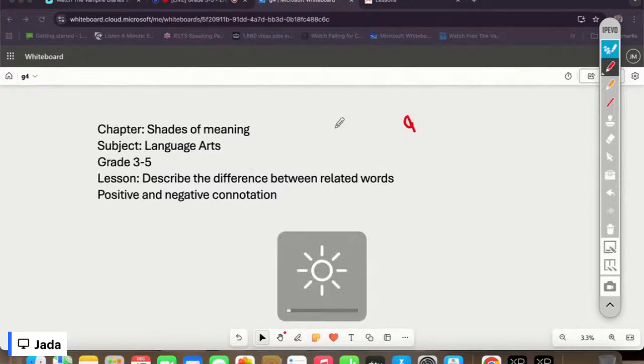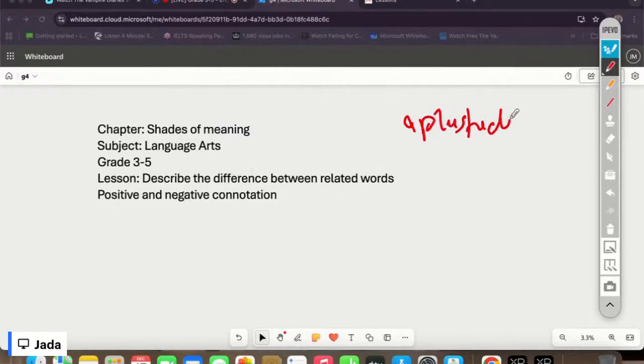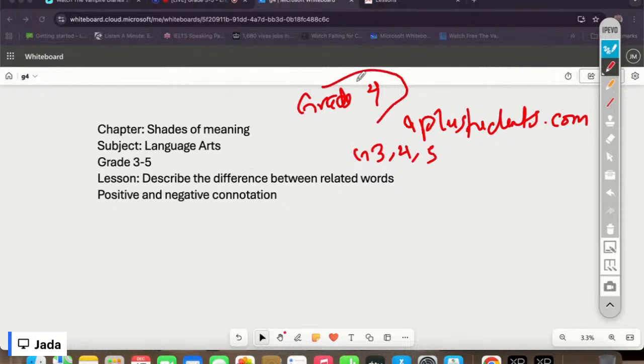Today we will have shades of meaning. First, you have to log in using aplusstudent.com. Click on your name, move on to language at the grade 4. This class is for G3, 4, and 5, but we'll get the lesson under grade 4. So you move on to grade 4 and you can find shades of meaning. The lesson is to describe the differences between related words, positive and negative connotation.